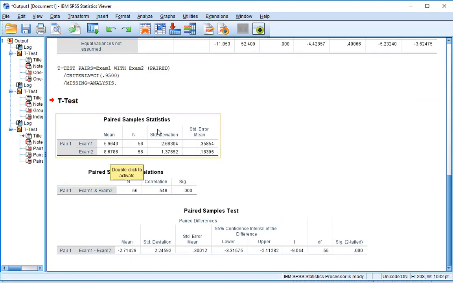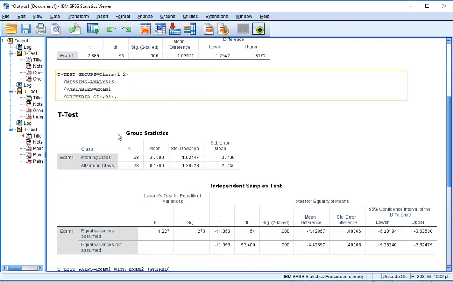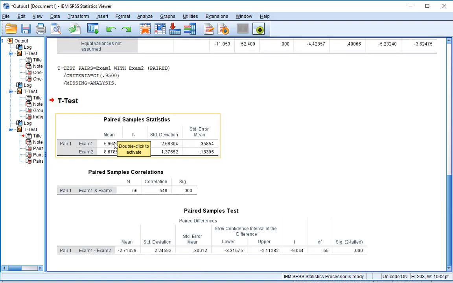Here we see our paired sample statistics. We have exam 1, which had an average of 5.96. If we scroll up, we can see that's the same average that we saw earlier. So back down to our paired samples t-test, and exam 2 had an average of 8.67. Both had 56 participants. The standard deviations are noted here.